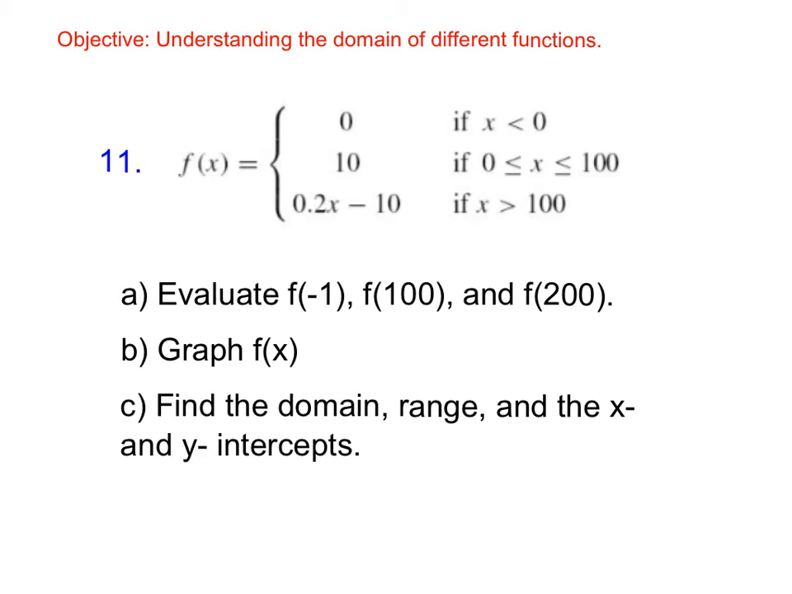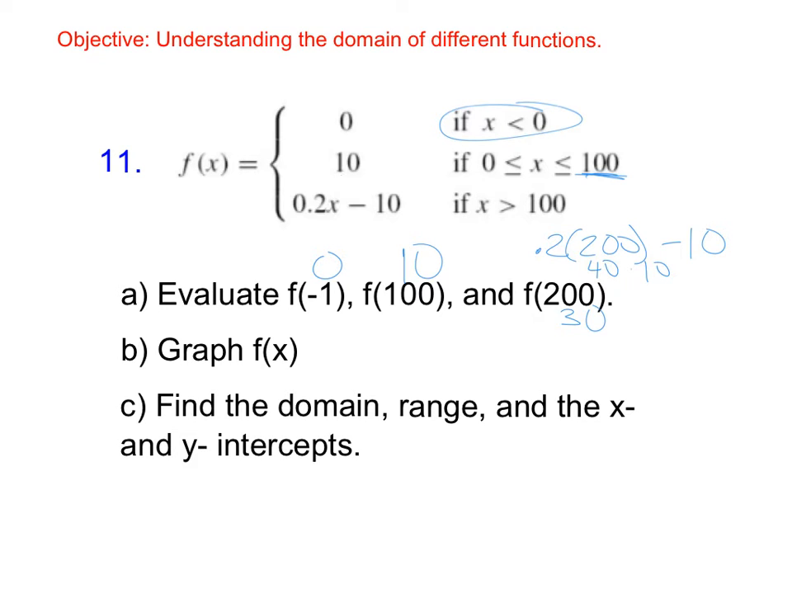All right, these are the easy ones. So we're just plugging in. F of negative 1: if I plug in negative 1, it's this part, so it's just 0. 100 is here, so that's the y value 10. And then 200, we're going to plug into the bottom one. So 0.2 times 200 minus 10, which is 40 minus 10, which is 30. That's it.